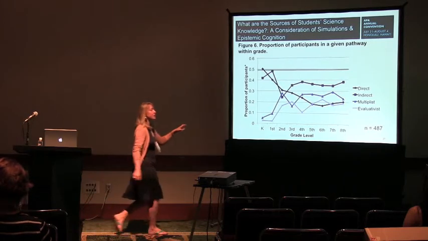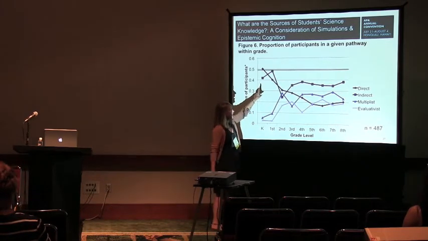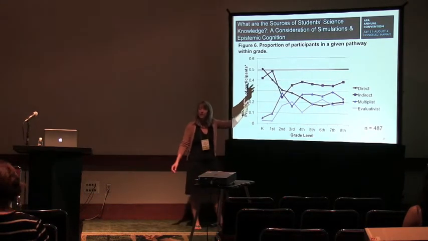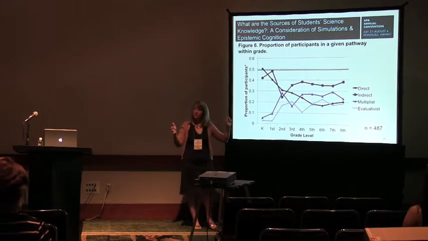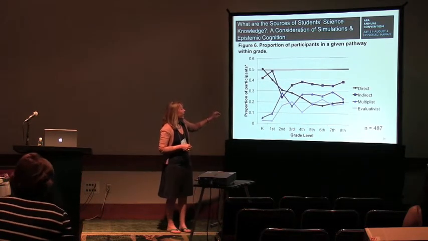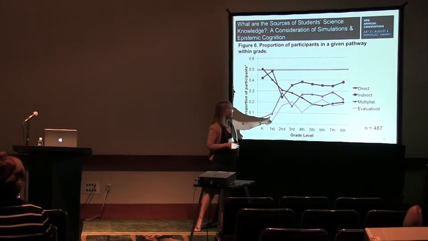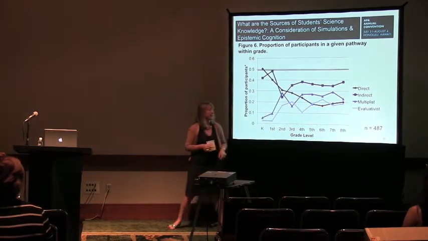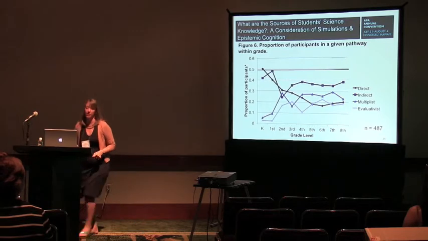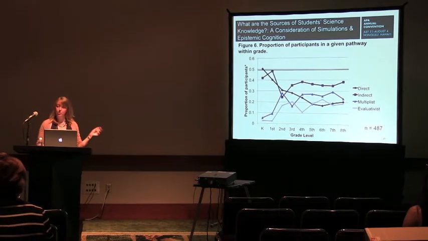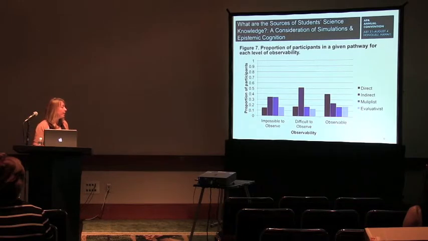And so kindergartners, you can see, are very high on the direct and indirect choices, so they're making a decision with yes, one is smarter than the other. And we also see that with time, the multiplist and evaluativist pathways are also increasing as we get to the 8th grade. This is across the observability topics, so I'll also show you what we're finding here, and there was a difference in the 3 scenarios.